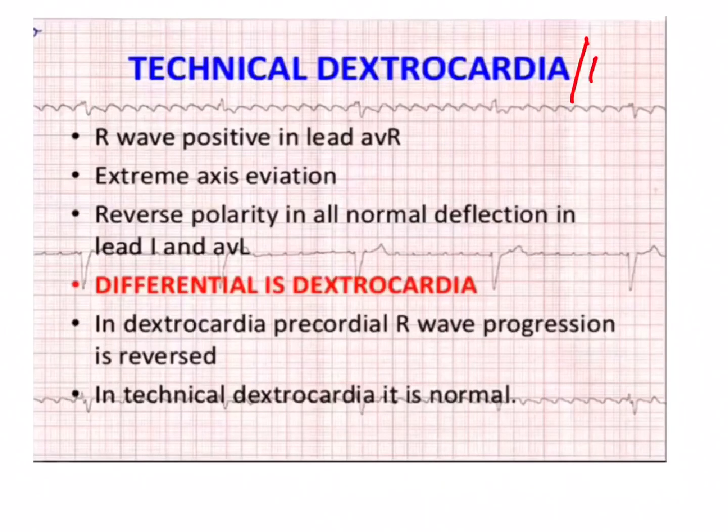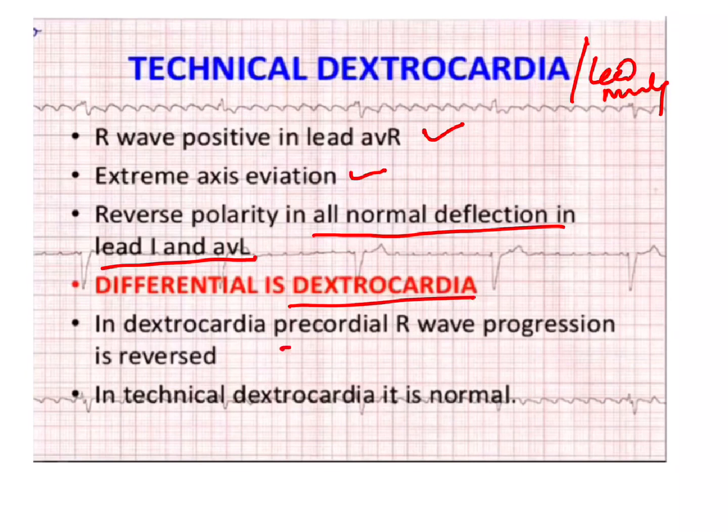So technical dextrocardia means lead misplacement. The R wave can be positive in lead AVR, and the P wave can also be positive in AVR. There will be extreme axis deviation, which we will discuss when we cover the axis of the heart. There will be reverse polarity of all normal deflections in lead 1 and AVL. R wave progression will be there, but in dextrocardia the precordial R wave progression will be reversed.